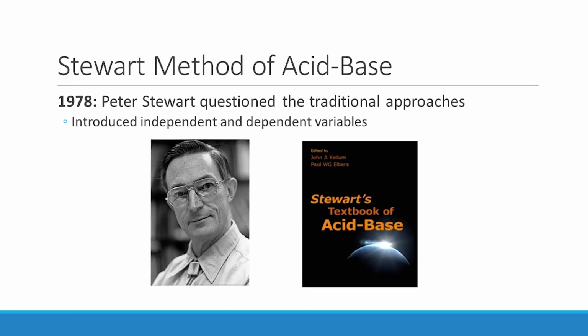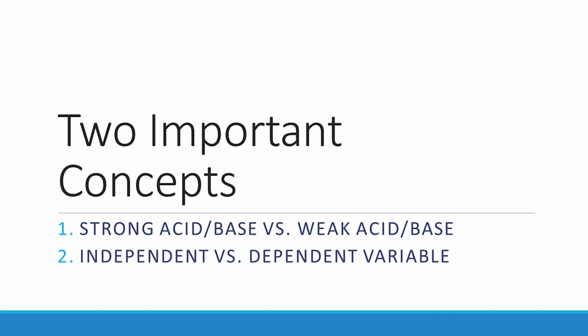So in 1978, Peter Stewart questioned these traditional approaches, and he talked about the independent and dependent variables and came up with the Stewart method of acid base, which is where we talk about the strong ion difference. There are two important concepts to understand when you're understanding strong ion difference. You need to understand the difference between strong acid and base versus weak acid and base, and then the difference between independent versus dependent variables.